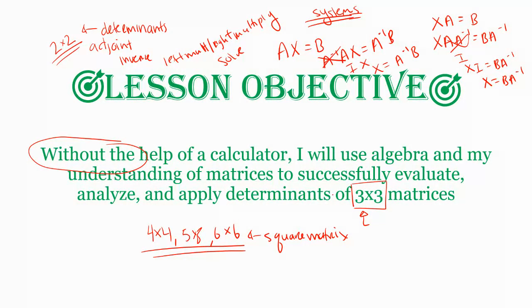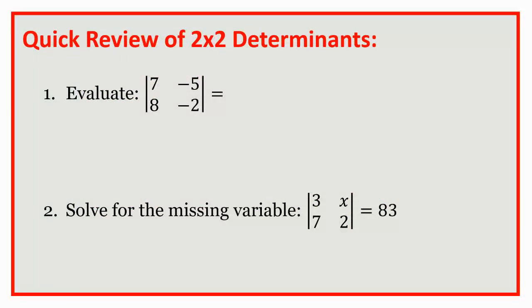Finding determinants of 3x3 matrices by hand without a calculator is really the last non-calculator objective of this topic. So we're going to evaluate and analyze: is it singular? Does it even have an inverse? Rather than actually applying this yet. Okay, so let's get ourselves started.